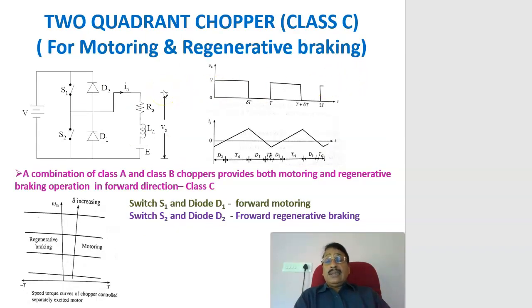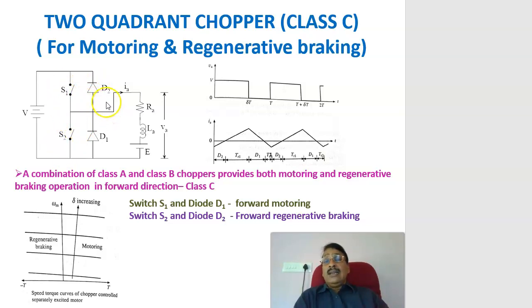Previously we have seen Class A chopper and Class B chopper. Now if you combine these two, we get Class C chopper, also called two quadrant chopper, which can be used for motoring as well as regenerative braking. Here S1 and D1 constitute the forward motoring, and S2 and D2 constitute the regenerative braking, or Class B type.